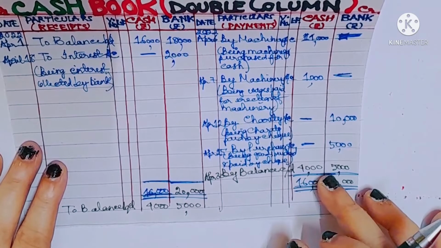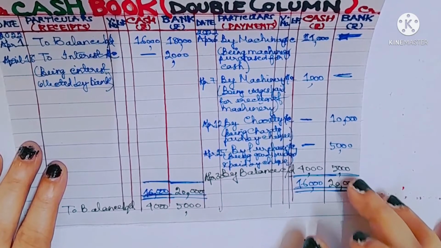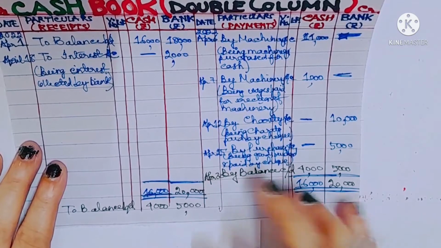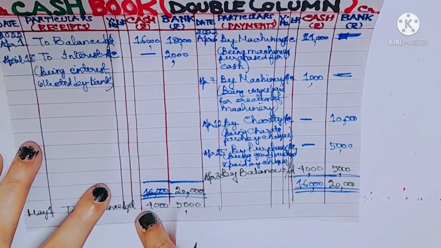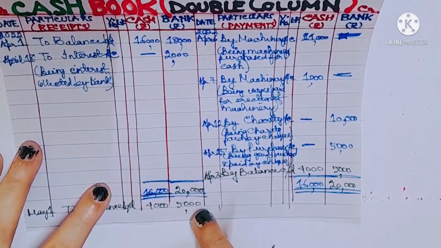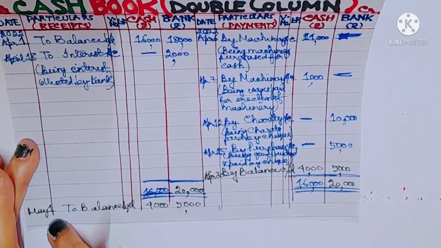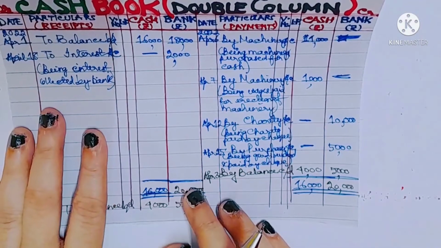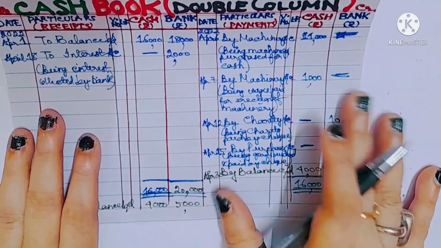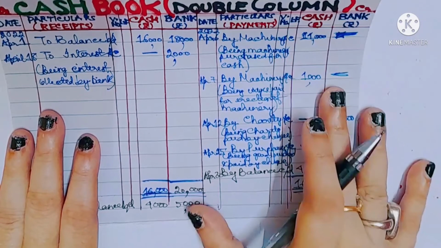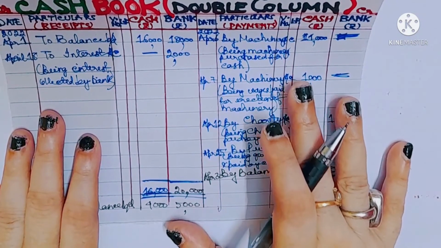Okay, by balance CD, we always have to do to balance BD, because this 4,000 closing cash in hand and this 5,000 closing cash at bank for the month of April will become the opening cash in hand and the opening cash at bank for the month of May. Okay. So now see, the cash book is balanced. Okay? I hope you understood.